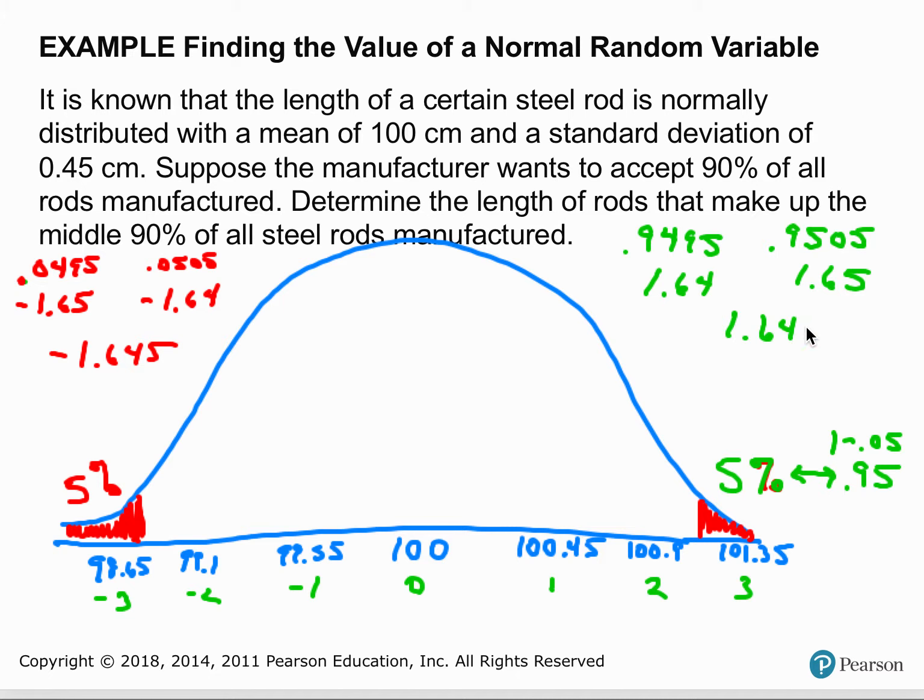Hey, did you notice anything? Oh, yeah. You know what? Since we're talking about 5% on both sides, and because it's symmetric, I could have used that information once I found one of them. So keep that in mind. Okay.